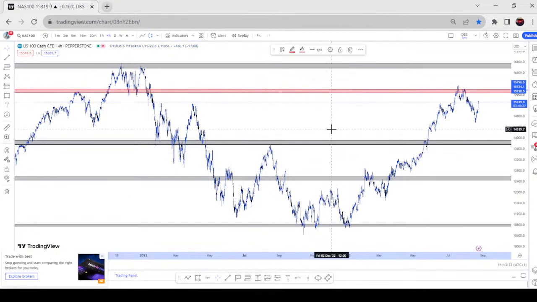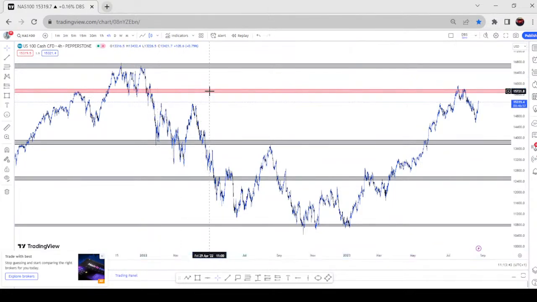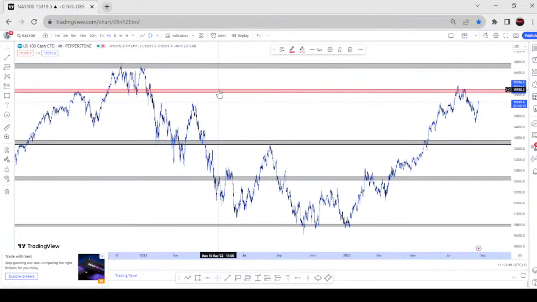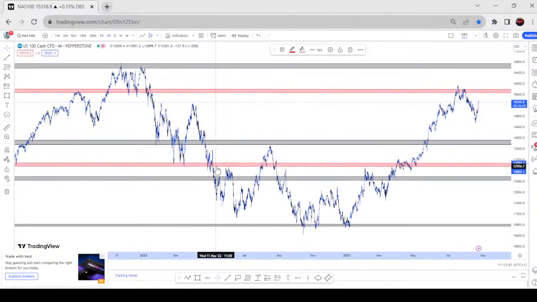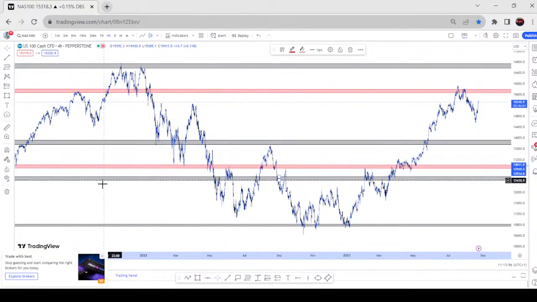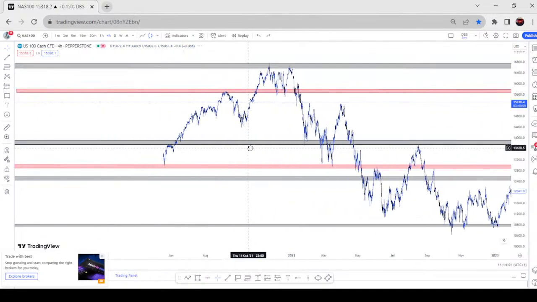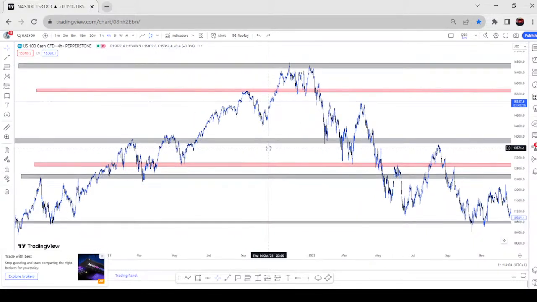Then we look again: do we spot another minor level that the market actually respected? Something there, something right about here, something right about here, something right about here. We look at the past and see if the market actually respected it. You can see it respected it.